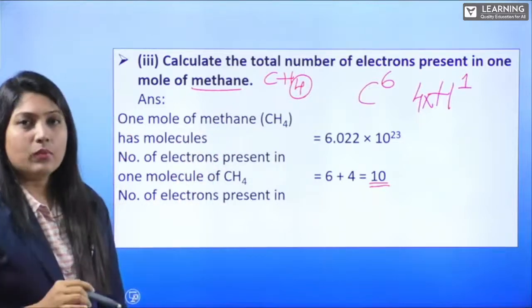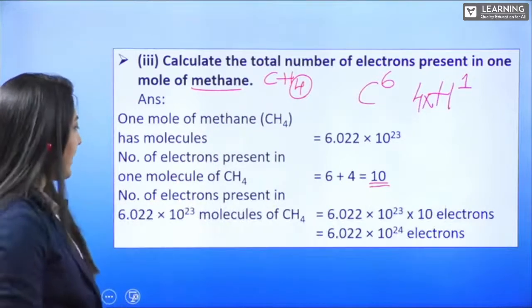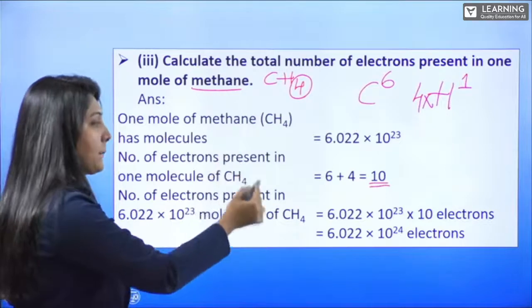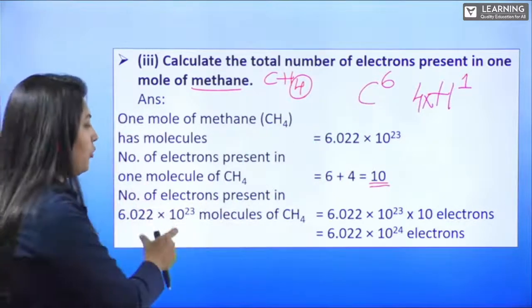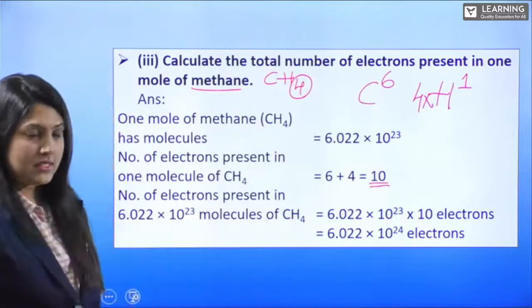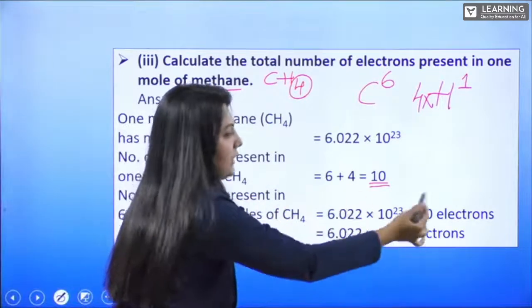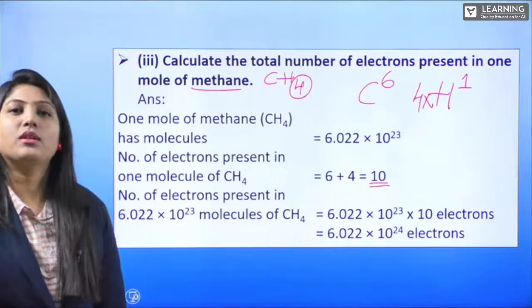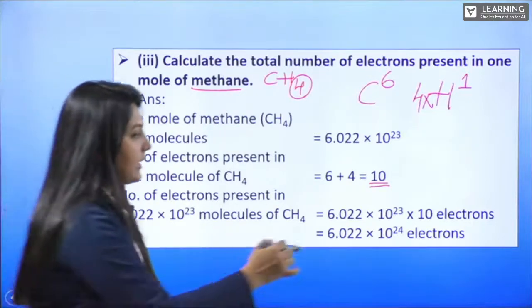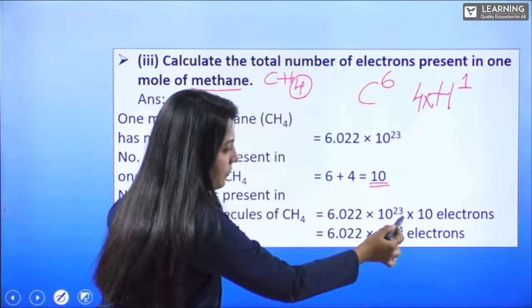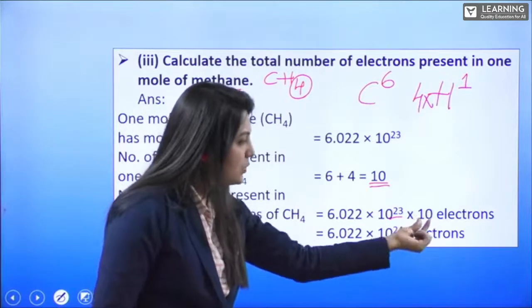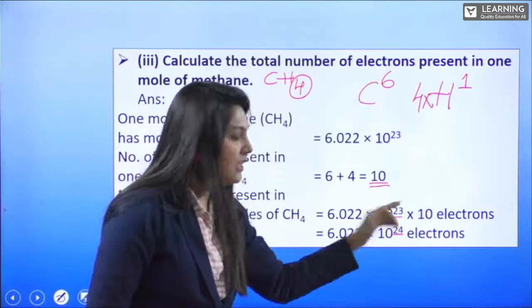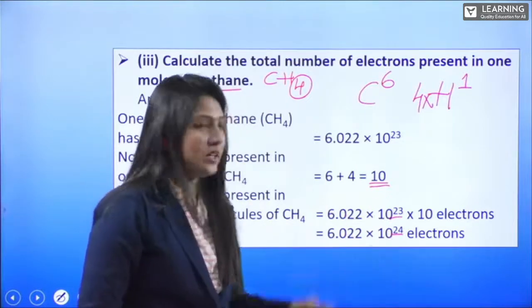That means if 10 electrons are present in 1 molecule, then how many electrons are present in 1 mole of molecules? We need to check. So the number of electrons present in this Avogadro number, that means 1 mole of methane, is equal to that Avogadro number into 10, that gives you 6.022 into 10 raised to 24. Don't get confused, both are the same. The into 10 is there, so if you add 23 plus 1, you'll get 24.